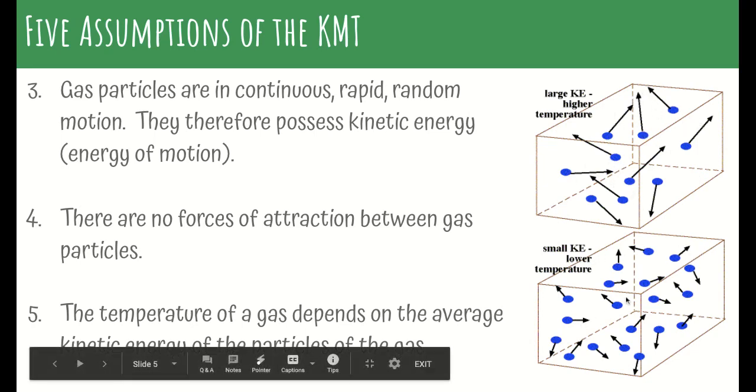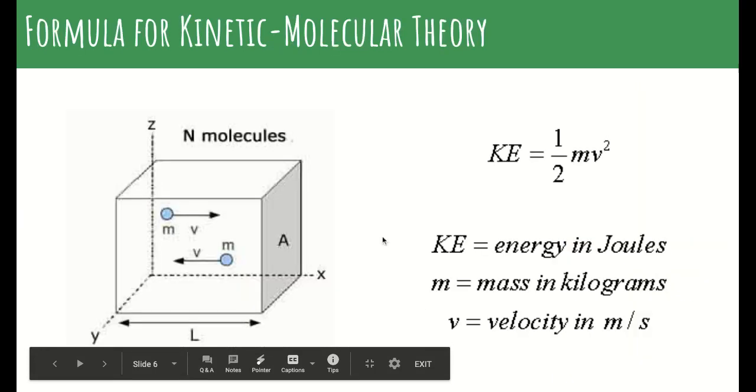In this example, you have smaller arrows, which represents less energy, and that is also correlating to a lower temperature. So you have less space between the particles because they're not moving as fast. The arrows are representing that.